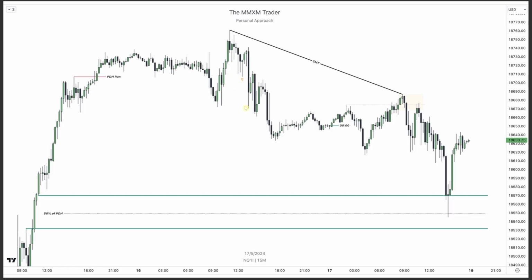Again, 15-minute market structure shift, then price retraces back in. We saw that SMT earlier, right, on these highs. Now where do we want to get in? The 25% level is around here, and there's still an opportunity to get in over here.